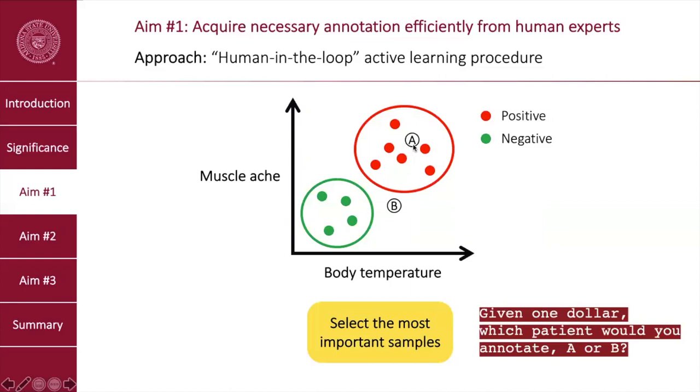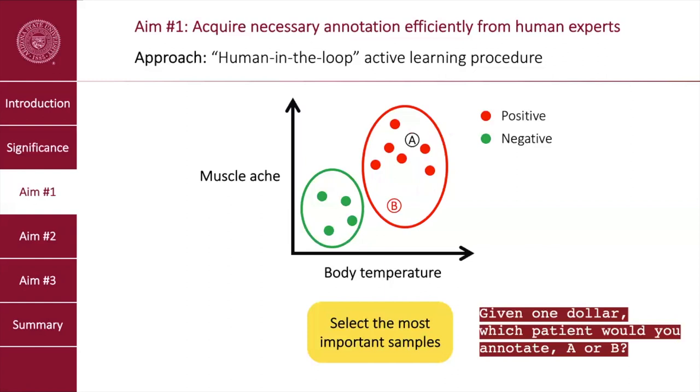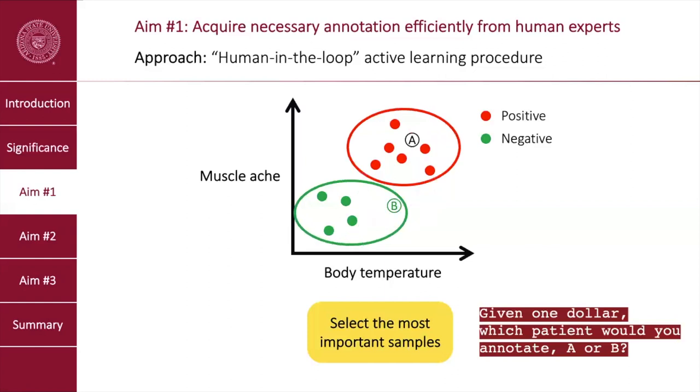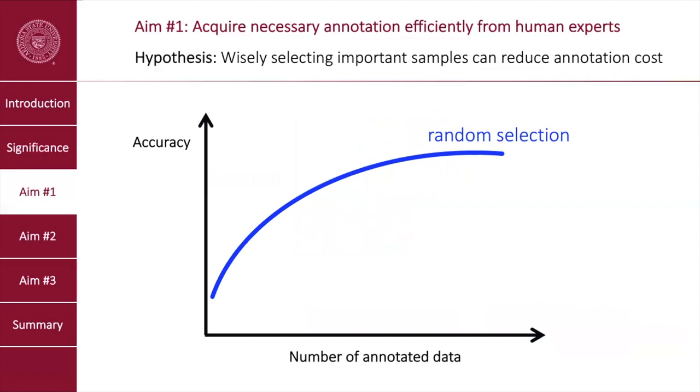If we first look at patient A, it can already be classified very confidently in the positive group by the current model classifier. So we do not expect a major change of the decision boundary by labeling this patient. However, patient B is more ambiguous to the current classifier. Whether it's positive or negative, it will dramatically change the decision boundary. So we assume that the label you pay for patient B will be more important than patient A. Randomly selecting a sample from the unlabeled set and labeling it, we call random selection.